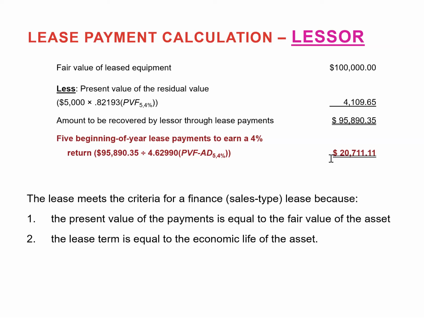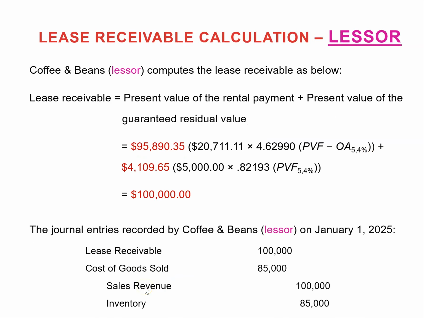Now here, of course, the lease classification test, you remember that the present value of these payments is equal to or greater than 90% of the current fair value of the assets, and the lease term is also 75% or more, and in this case it's actually equal to the economic life of the assets. So two criteria, two tests are met, so we can call it a finance lease or sales type lease.